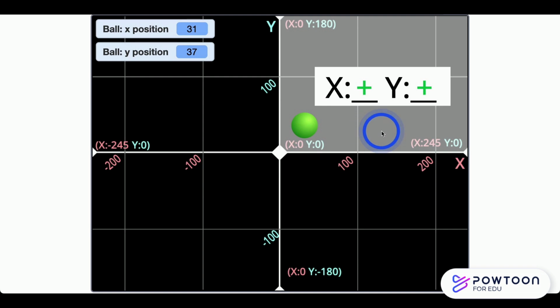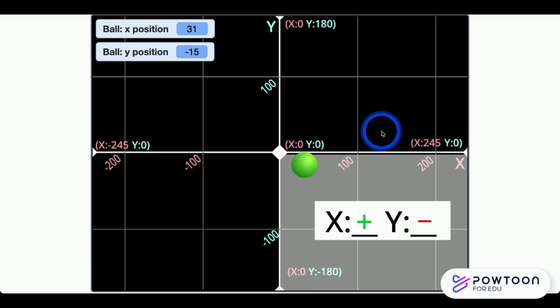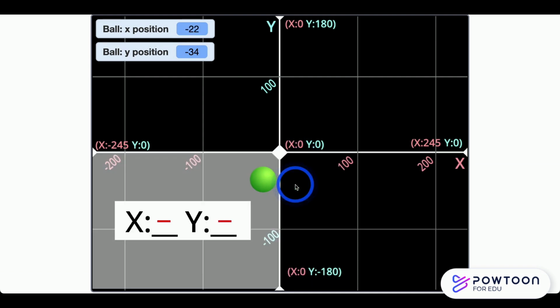So they're both positive. But if I travel down to this quadrant down here, the bottom right quadrant, the X is still positive because I'm still to the right of the 0 for X. But my Y is negative because I'm below the 0 for the Y. And in this bottom left, they are both negative because I'm on the wrong side of the 0 for both of them. I've got negative 63 and negative 34.